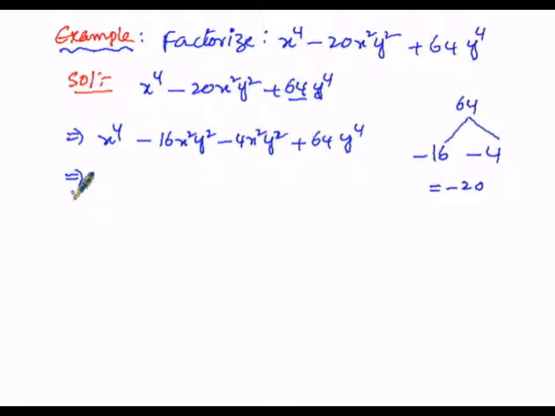x to the power of 4 can be written as x square whole square. So (a power m) whole power n is a power m into n, 2 2s are 4. Minus 16 x square y square written as it is. Then minus 4 x square y square also written as it is. Then plus 64.